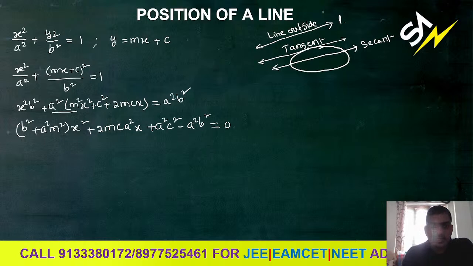So how do we decide from this quadratic equation when the line is tangent or secant or outside? That depends upon the discriminant, where the discriminant delta is equal to b square minus 4ac. Right?